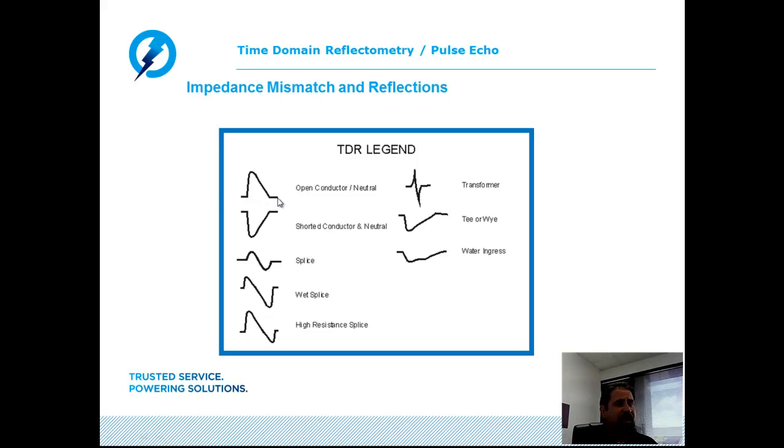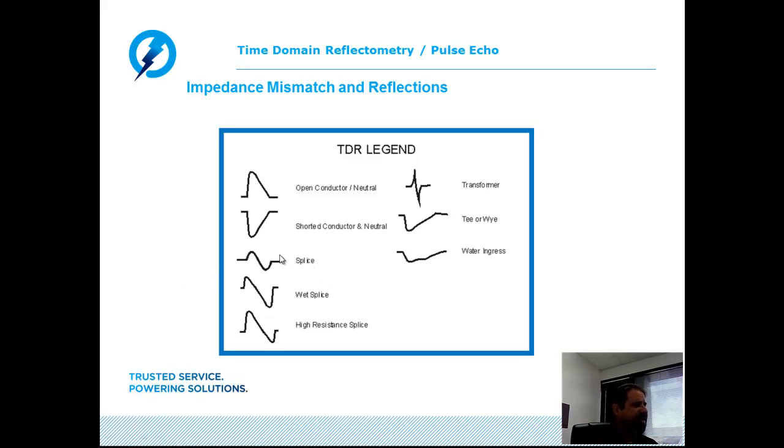Whether it's an open conductor on a telephone wire or an open conductor on an electrical power cable, an open is always going to be a large positive reflected image. Short circuits, wherever I have two conductors touching or a conductor and a neutral touching, again, it doesn't matter what type of cable it is, a short circuit is always going to look the same. A splice, where I physically join two pieces of cable together.